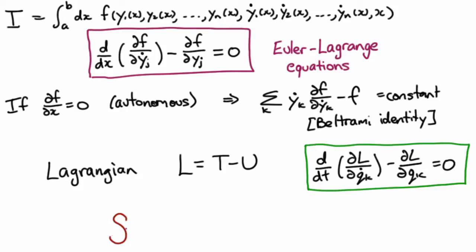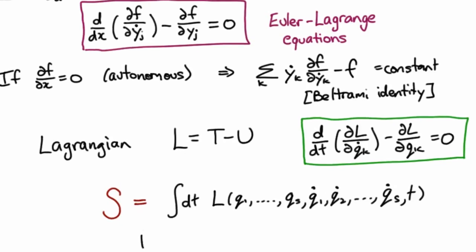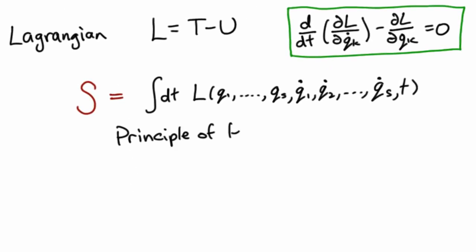And in fact, this is called the principle of least action. The action is defined as the integral over time of the Lagrangian. And the Lagrangian can be a function of all the sets of generalized coordinates. Remember, the original coordinates could be used as generalized coordinates if they're not constrained. All their derivatives, and possibly time explicitly. This is the action, this integral of the Lagrangian, that is minimized, and this is called the principle of least action. It's also known as Hamilton's principle.